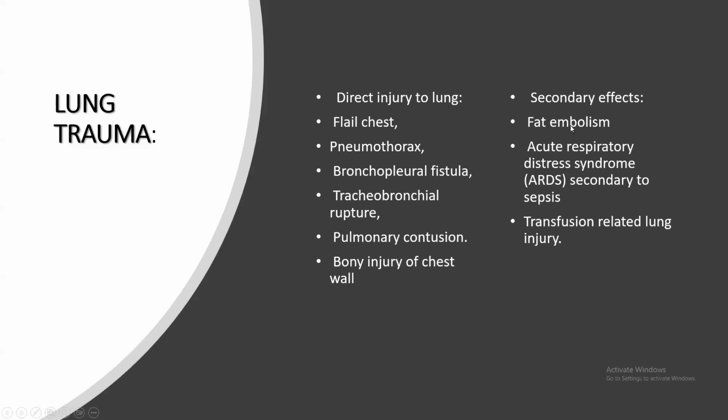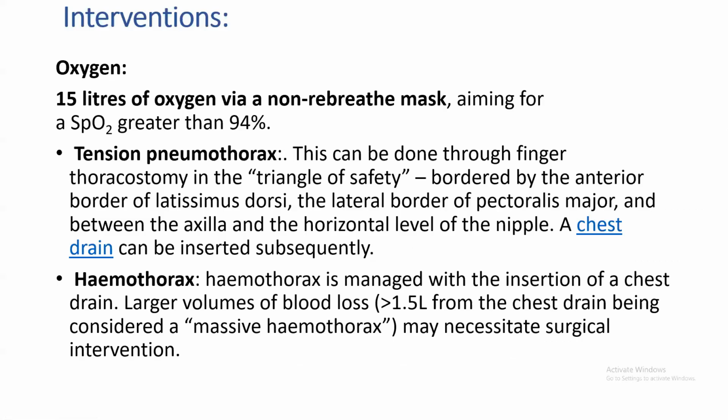And the secondary effects might be due to long bone fractures, pulmonary embolism, acute respiratory distress syndrome, which is caused because of sepsis, or transfusion-related lung injuries, while we massively transfuse blood due to hemorrhagic loss. The interventions on oxygen therapy: 15 liters of oxygen via non-rebreather mask, with which we aim for SpO2 levels greater than 94%. Unless the patient is a COPD patient, in which case we maintain saturation levels from 88 to 92%.